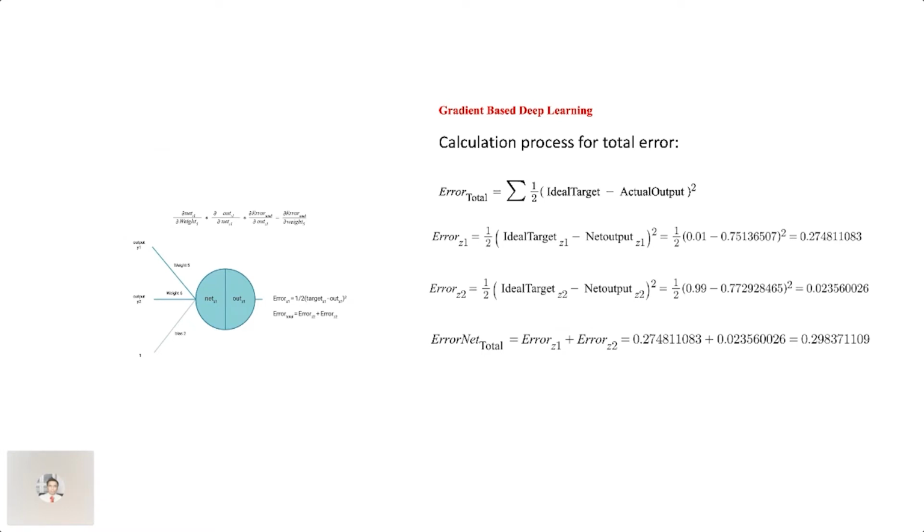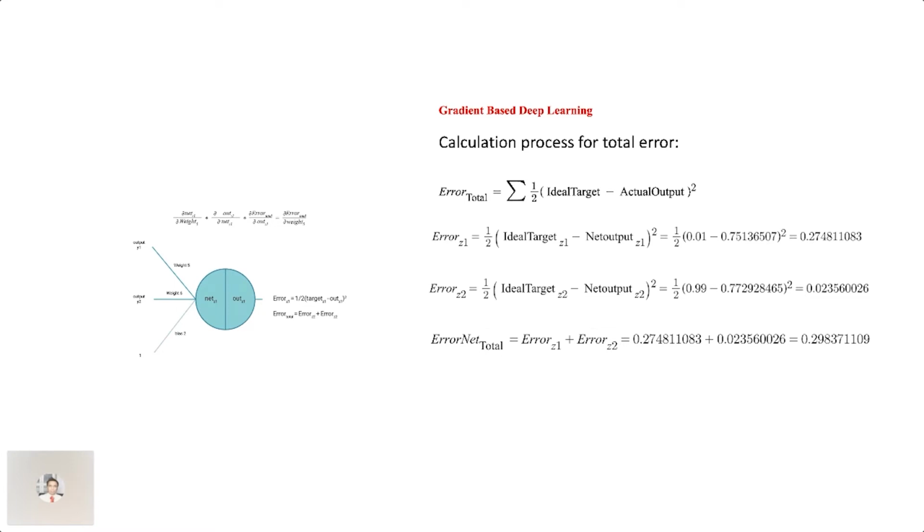So let's first calculate the error and see how we can reduce this margin of error. You want to compute the total error, so you're going to apply this formula: sigma of 1/2 times (ideal target minus actual output) squared. So the ideal target is for Z1, to compute the error of Z1, and you're going to compute the output error of Z2, and then you're going to simply subtract the ideal target from the net output that we just computed for Z2. Similarly, we're going to compute the error for Z1.